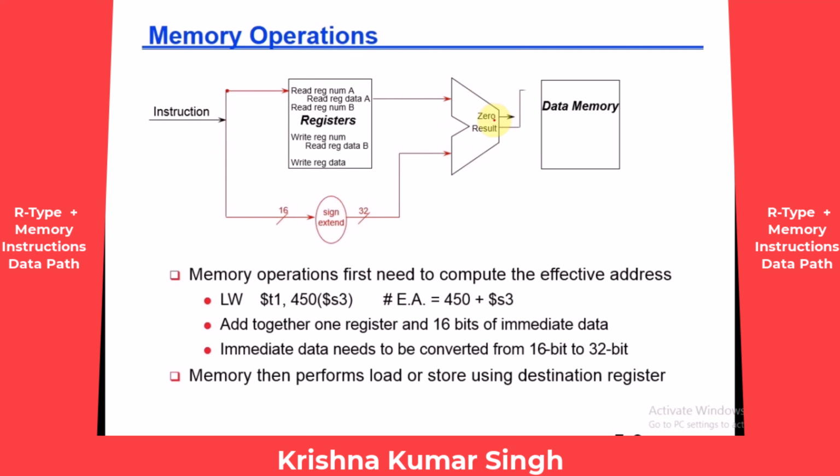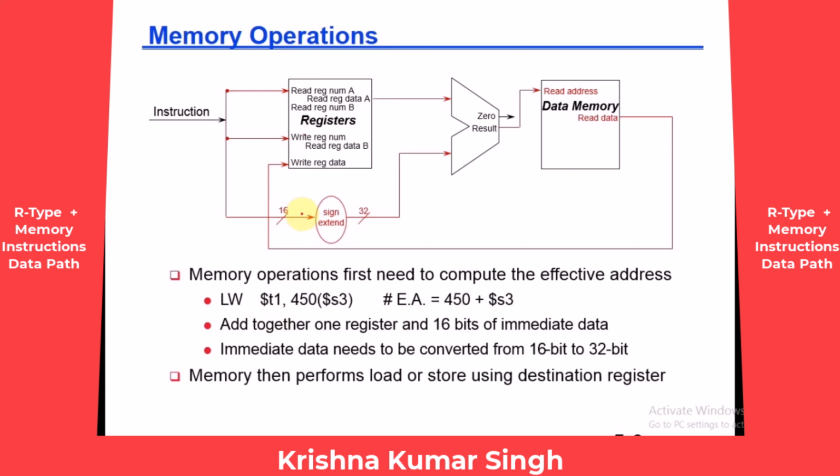The ALU provides one address and we give it to the address input of the data memory. The data memory provides the content of this memory location, and we put it into the write data part of the register file, and the destination register is given by this part.